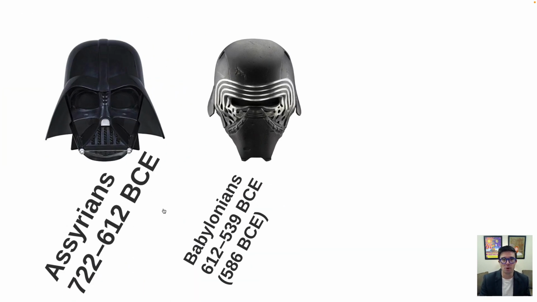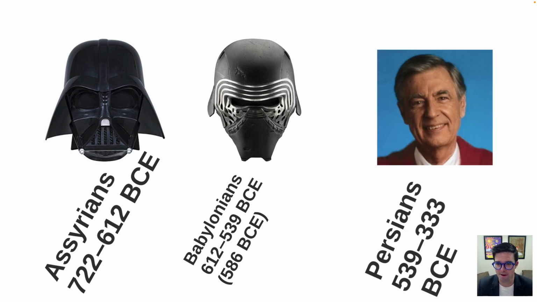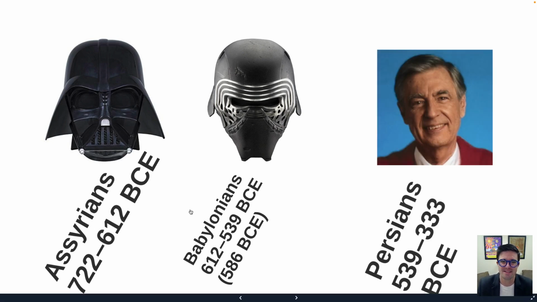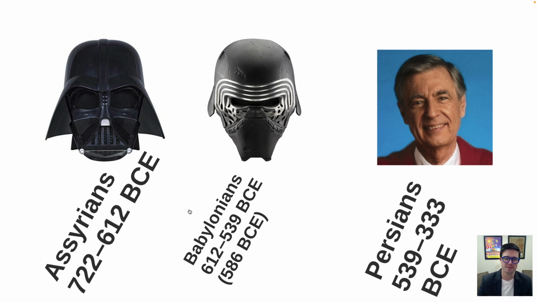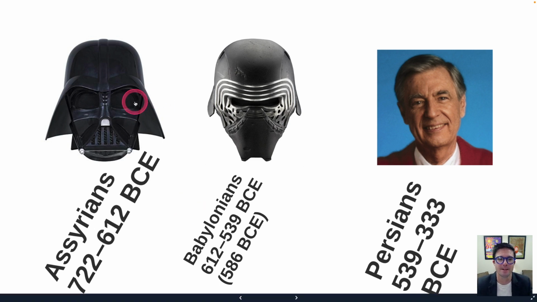But as the trope goes, empires don't last forever. They rise and fall. So we have another villain that comes along in the form of Mr. Rogers. We have this empire represented as Mr. Rogers here because the Persians took a very different tack from the Assyrians and the Babylonians.